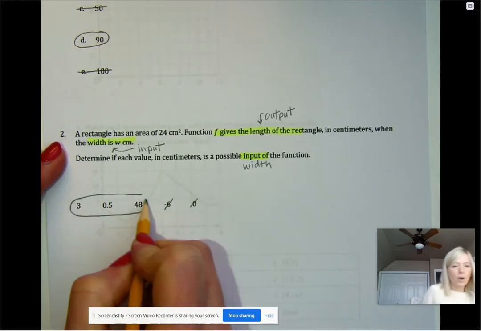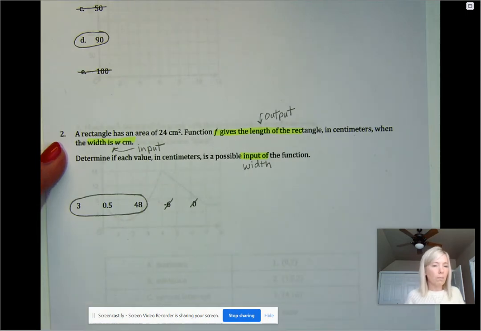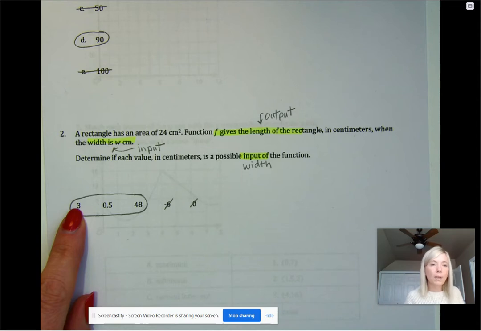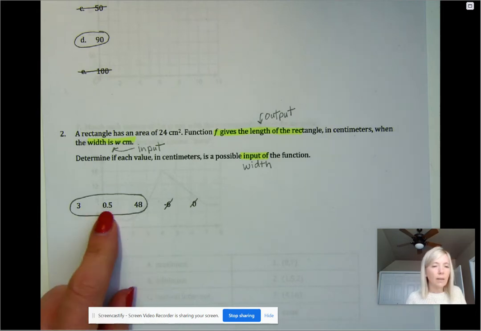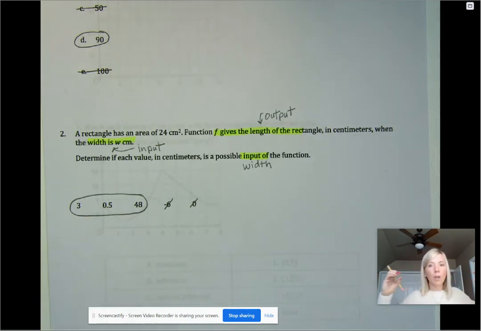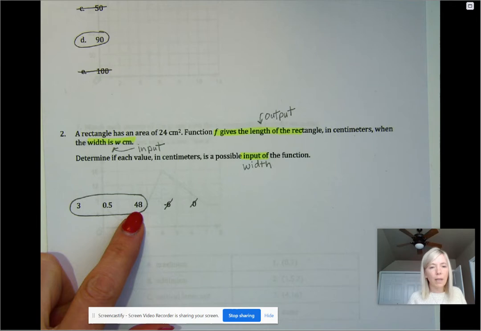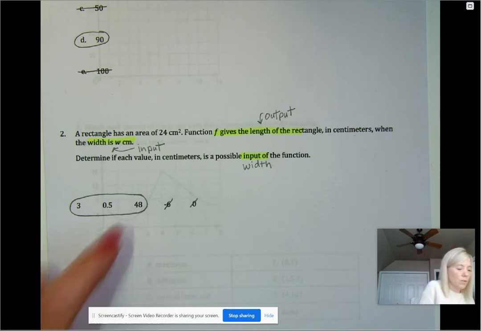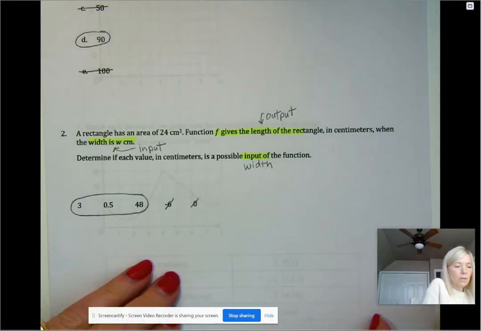And because these are all positive numbers, if we have a width of 3 and the area is 24, the length would just be 8, so that works. And then 0.5 or 1/2, sure, it would just be really long and skinny, but it's possible. And then kind of the other way around with the 48. All right, so just those 3 values.